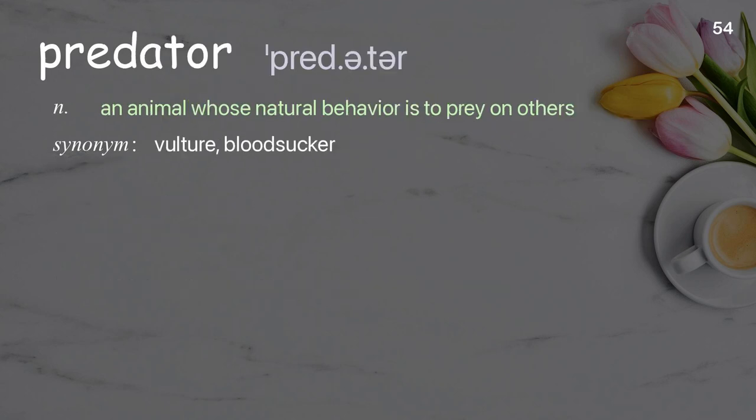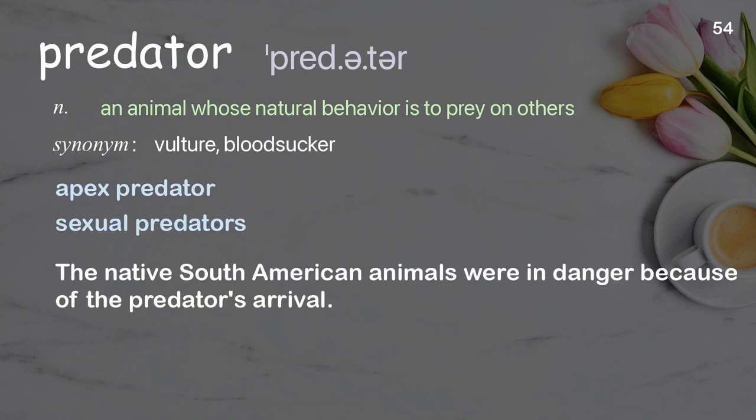Predator. An animal whose natural behavior is to prey on others. Examples: apex predator, sexual predators. The native South American animals were in danger because of the predator's arrival.